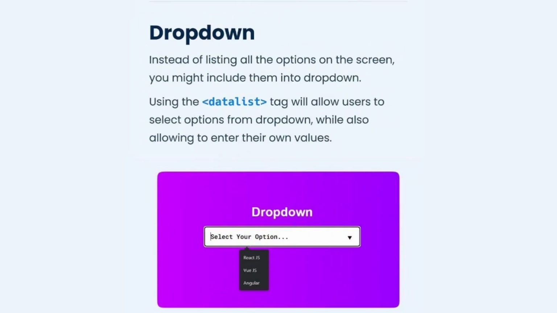Dropdown. Instead of listing all the options on the screen, you might include them in a dropdown. Using the datalist tag will allow users to select options from a dropdown, while also allowing them to enter their own values.